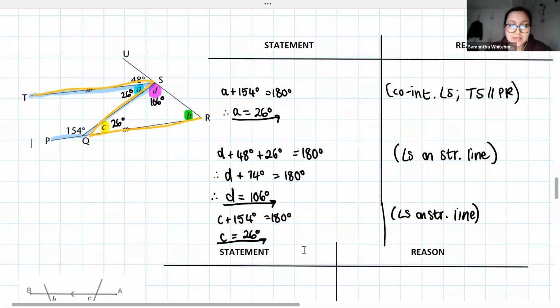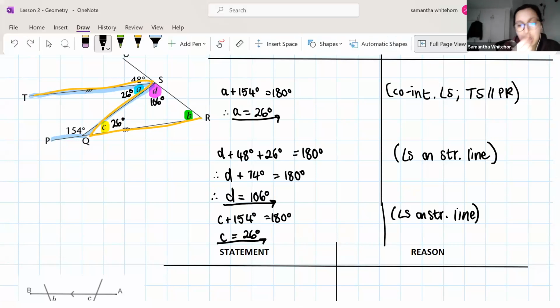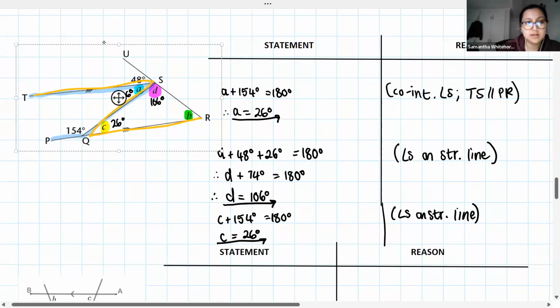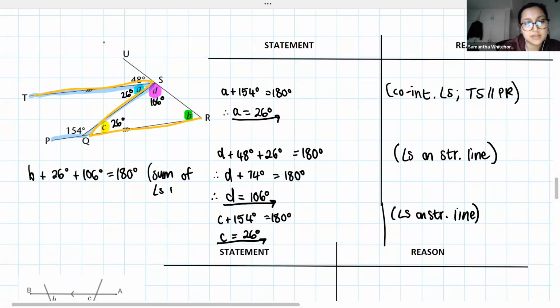I see Nkululeko is here to help us out. Nkululeko, do you have B for us? Oh, sorry, I thought I hadn't unmuted you. You're going to have to unmute again. There we go. Ma'am, 106 plus 24 plus C plus B equals 180 degrees. Good. And what's your reason? Sum of angles of a triangle. Perfect. Sorry, guys, I'm doing it on the side here because I have run out of space. Sum of angles in a triangle. Okay, cool. So what is B equal to?